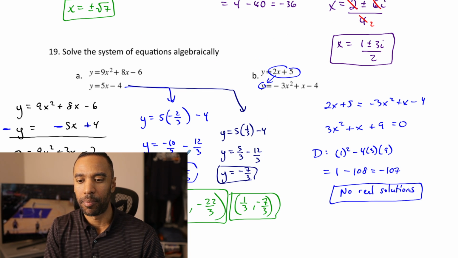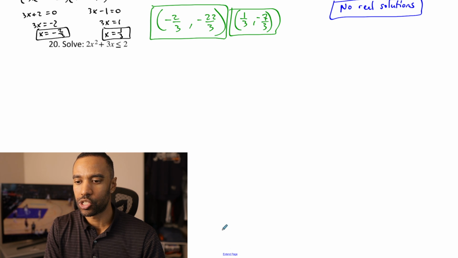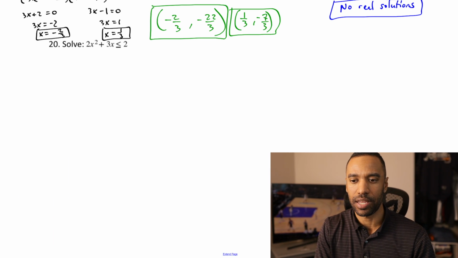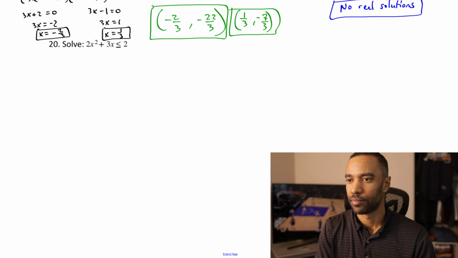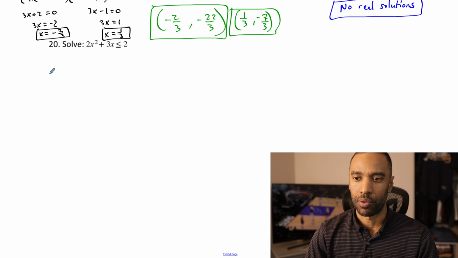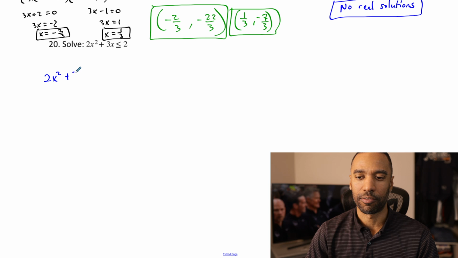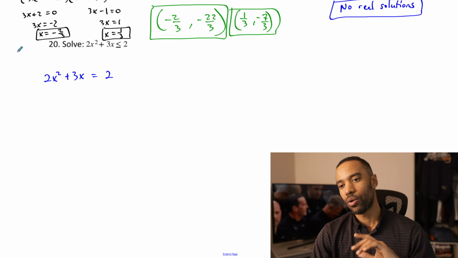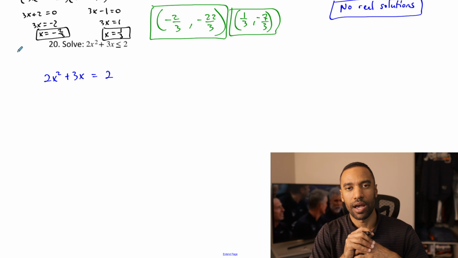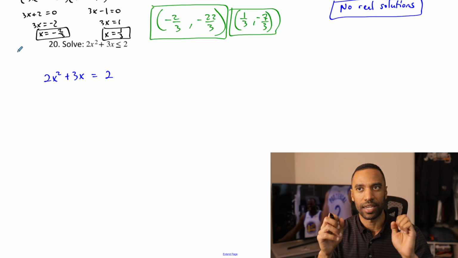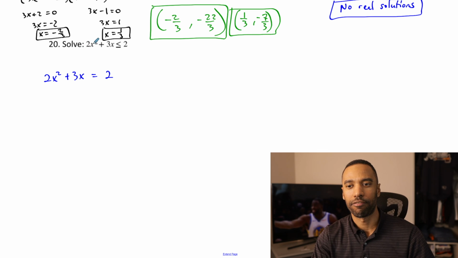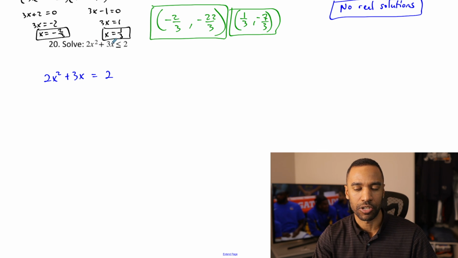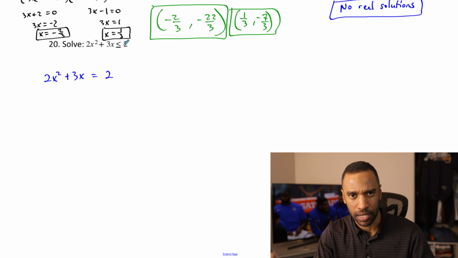The final problem on this one: solve 2x squared plus 3x is less than or equal to 2. Let me just rewrite it so I can see it. Actually, here's what I'm going to first do. I'm going to set this equal to 2 to begin with. What we're going to do is find the critical points of this problem, the values where I can test the left and right of it. I want to find x values that I plug in eventually. You'll see what I mean.